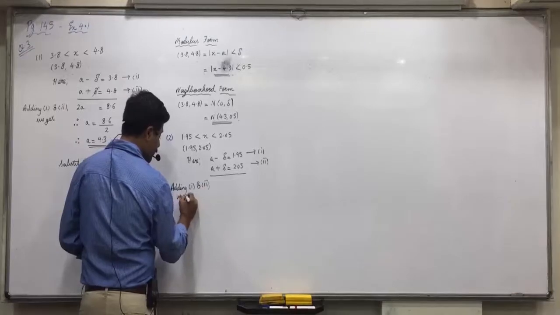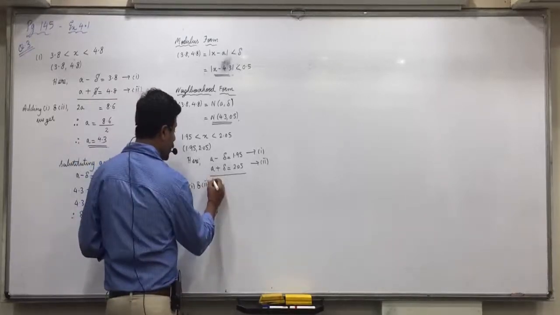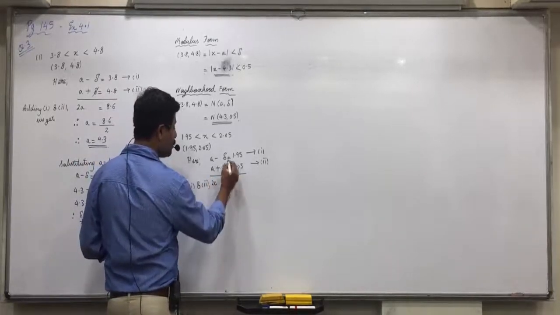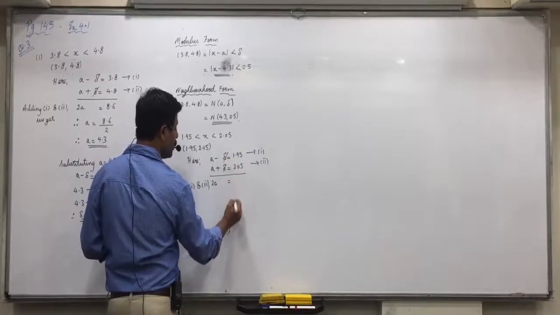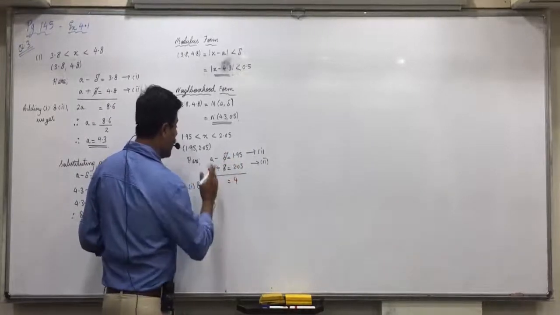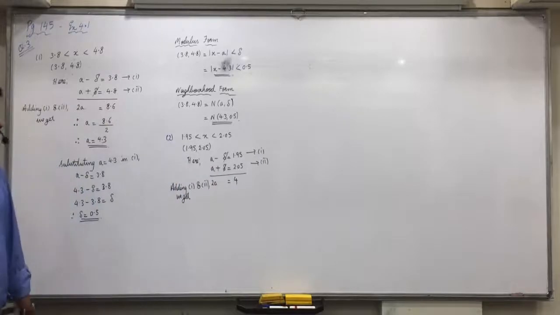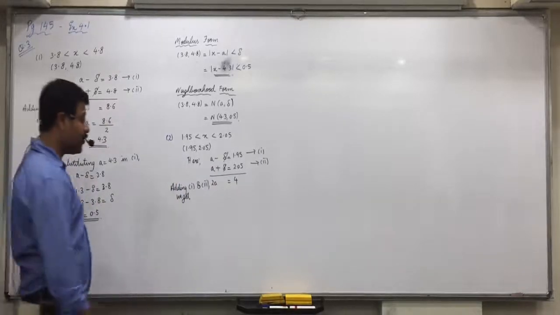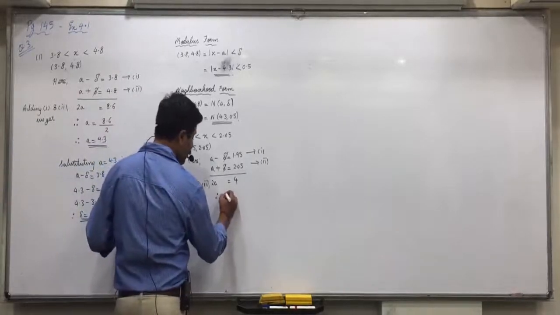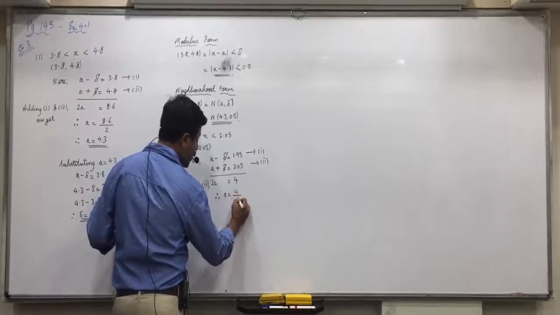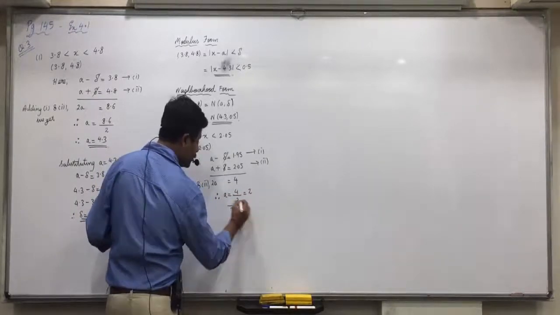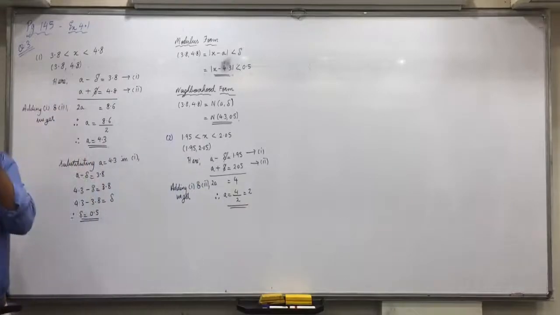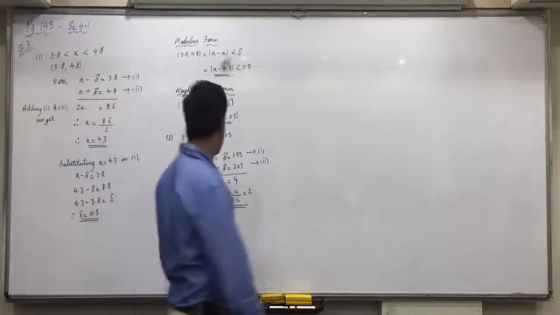We get 2a, which is a plus a, equals 4. Minus delta plus delta cancel. 1.95 plus 2.05 is 4. So a equals 4 divided by 2, that is 2. Is everyone clear up till here? Then Yashvi.